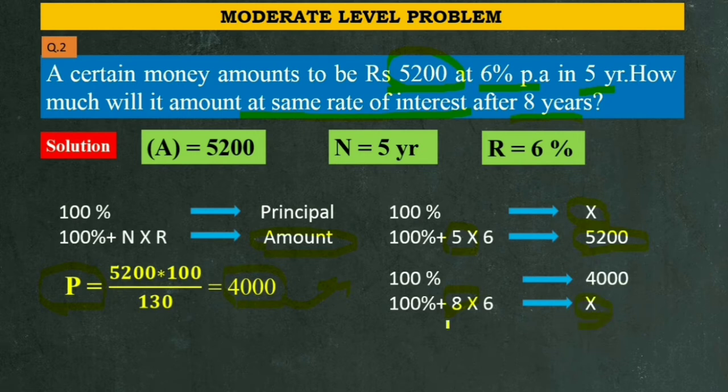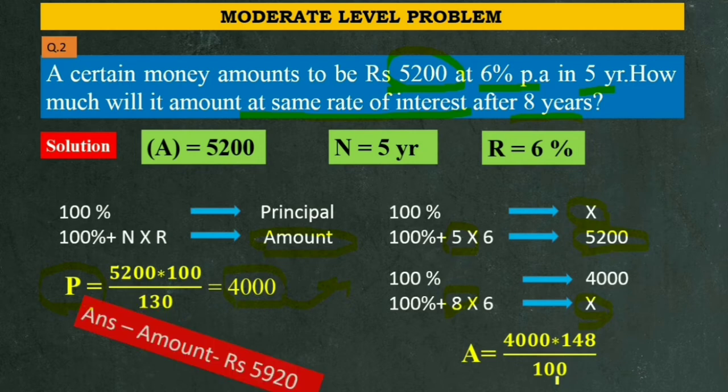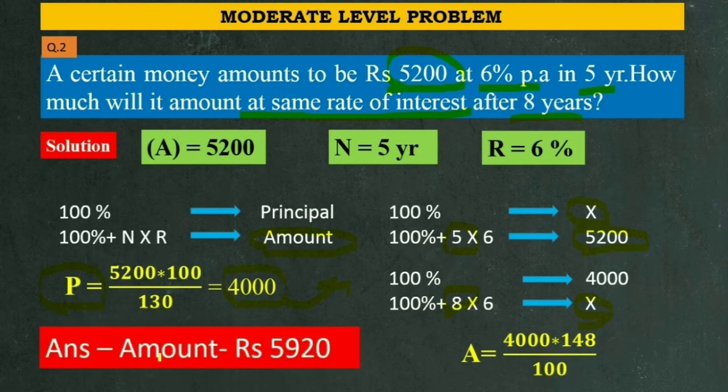So by simply doing the cross multiplication, that is 4000 into 148 divided by 100. After calculating it, we will get the value of the amount, that is 5920, okay. So it will amount at 6% after 8 years to rupees 5920, okay. So this is the required answer.